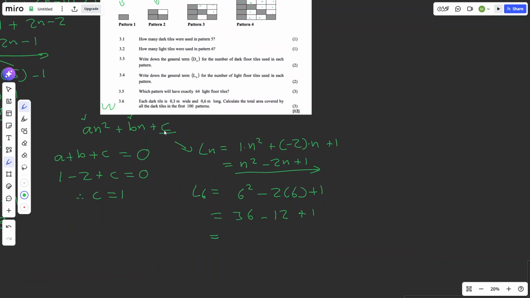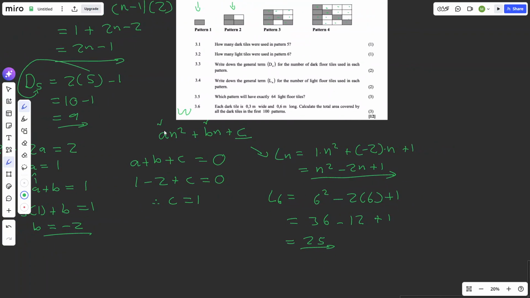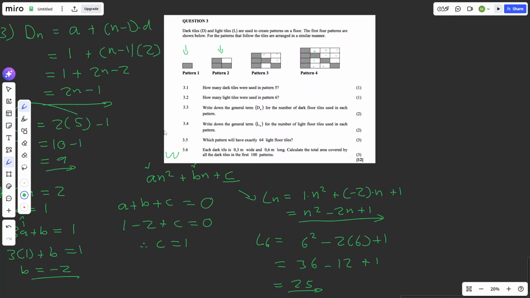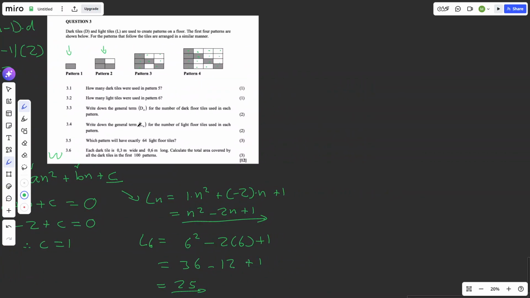Okay, and this is equal to 25. And that is basically it. So finding general formulas actually makes these calculations simpler, because with the general formula you can literally find the number of tiles for any pattern, whether it's 1,000, 100,000, etc. Okay then. So now let's go to the next bit, right?